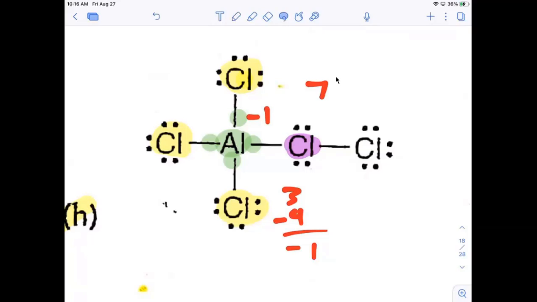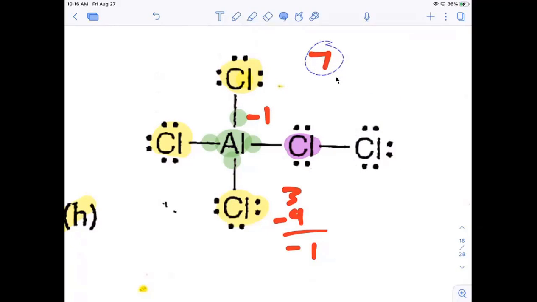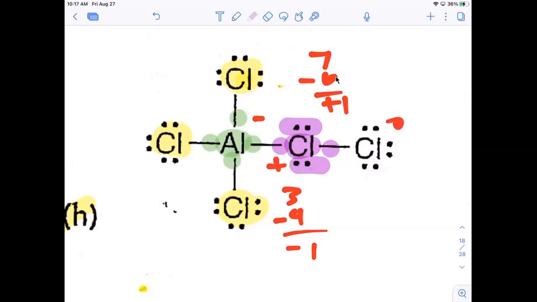So 7 is the valence. And then how many does it have around it? 6. 6, very good. You got 1, 2 here. You got 2 lone pairs, so that's a total of 6. So 7 minus 6 is +1. So that chlorine is positive, just like that aluminum is negative. All right. And then the other chlorine, you can see it's going to be 0, because it's just like the ones that I have highlighted in yellow. 1 bond, 3 lone pairs. So the charge on that is going to be 0.